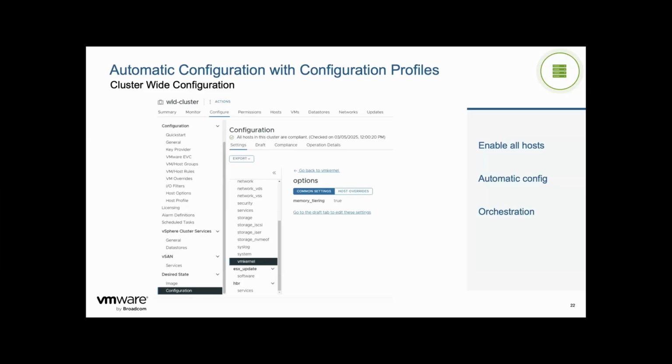Obviously, if you have many hosts in a cluster, you want them all enabled, or a few exceptions, the easiest way would be to do configuration profiles, right? So again, super easy, and there's new things coming next version, so keep an eye out for that.